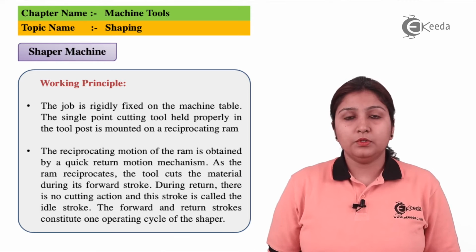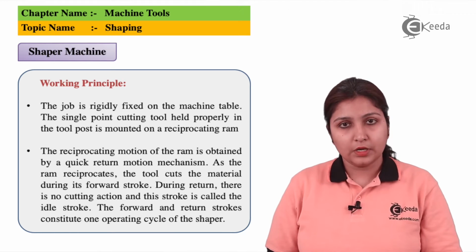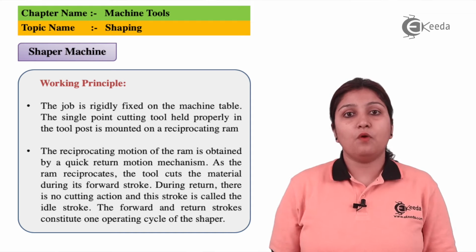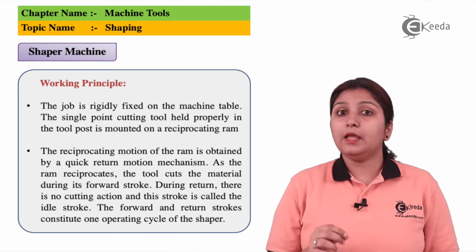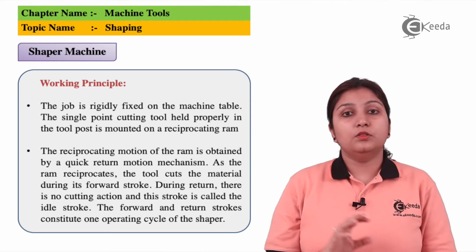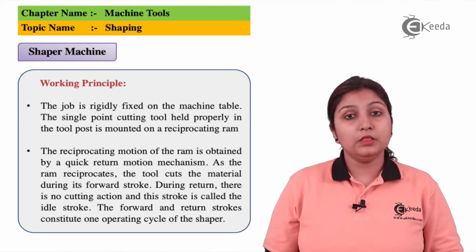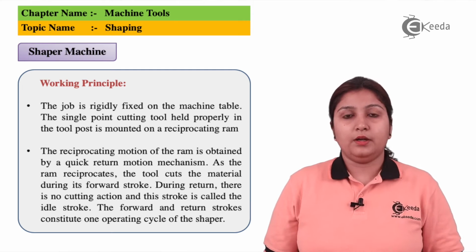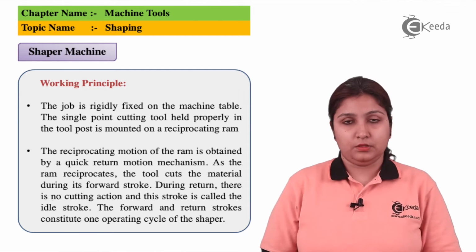In that, what happens, your tool is going down because of the reciprocation of your ram and the cutting action takes place. And during the return stroke, no cutting action takes place. So in this way, it reciprocates and it works on the mechanism.